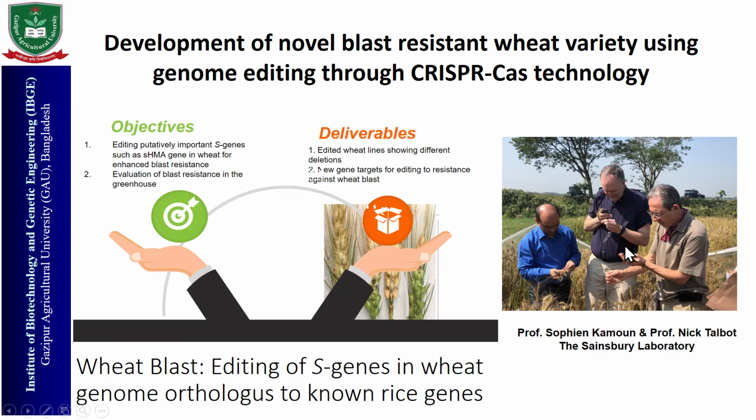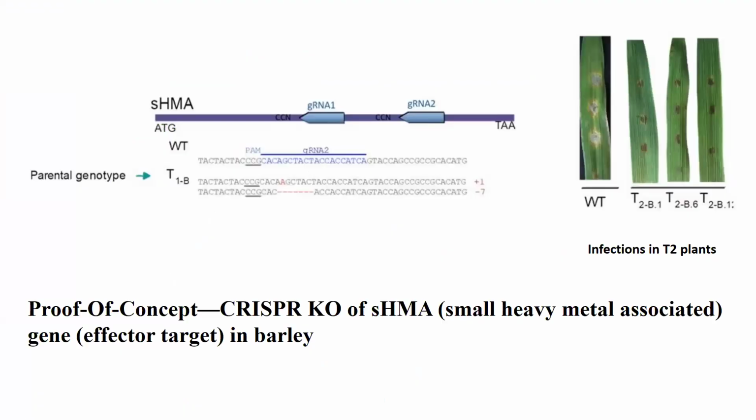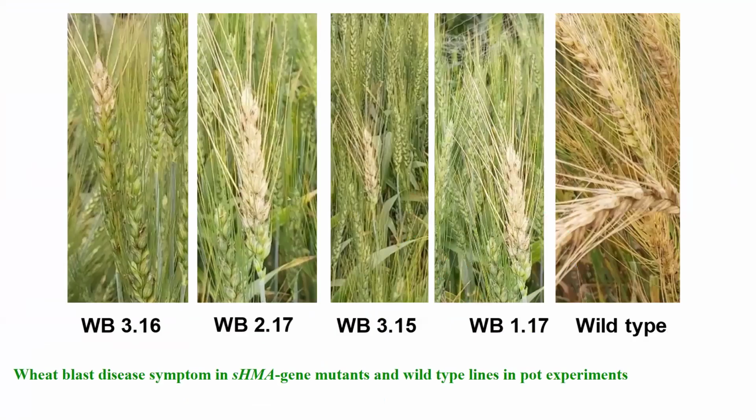They came to Bangladesh in response to my invitation and moved to Meherpur, the hotspot of the wheat blast disease. And we started this journey to edit the genome of wheat. We designed the construct and edited barley first. It worked well, but in the case of wheat, we generated 7,000 lines and selected some of them.